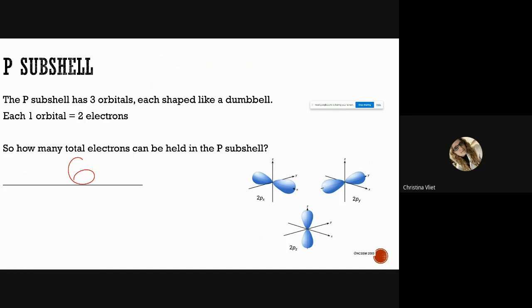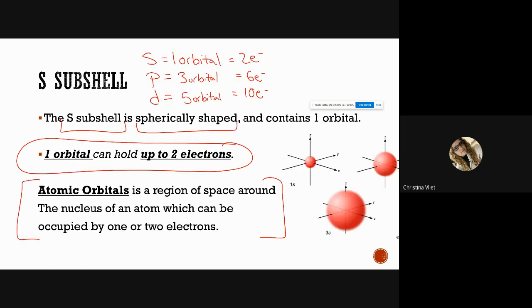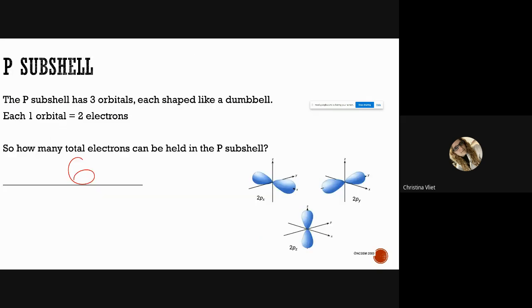So every time you see P, it's always a set of 3 orbitals. So it holds up to 6 electrons. Do you have to memorize the shape of P? You have to memorize the shape of S, and you have to memorize the shape of P. P looks a little bit like a peanut, or 2 balloons 180 degrees from each other.